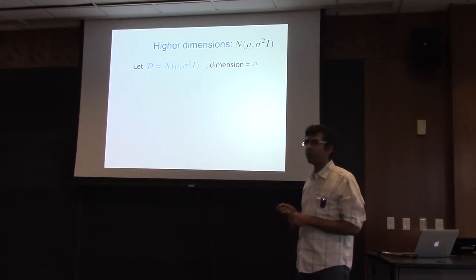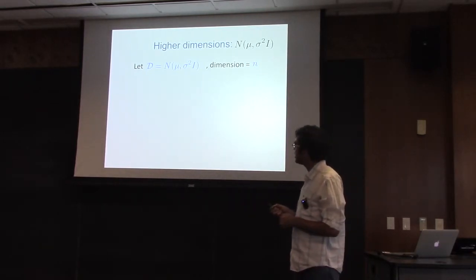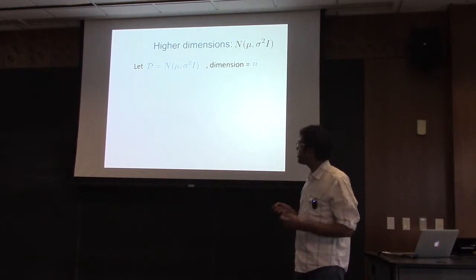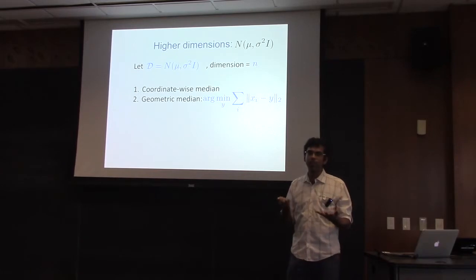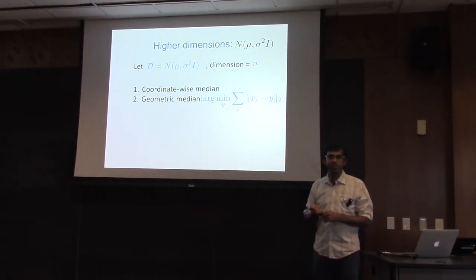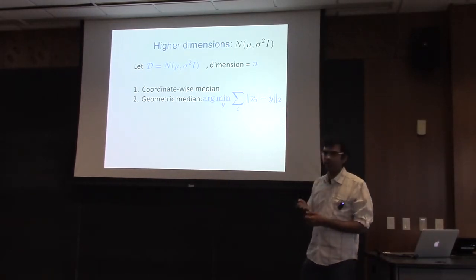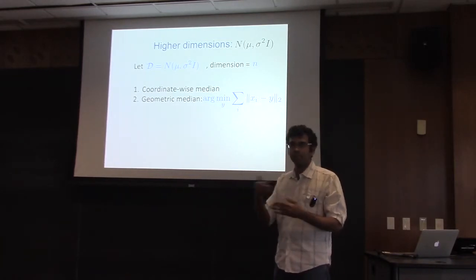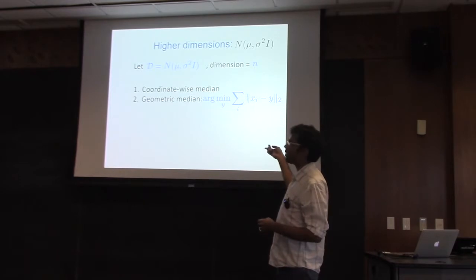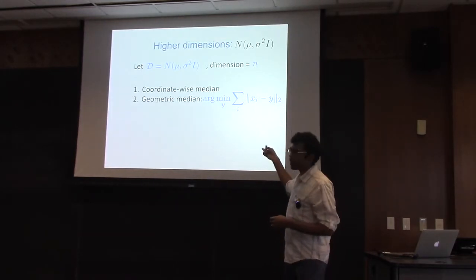Let's go back to normal distribution but higher dimensions. Here things to consider would be the median. There's no unique definition of median in higher dimensions. Here are a couple: coordinate-wise median, where you take the median in each of the bases, and that's one case. Or there's the geometric median, which is the minimizer of the sum of L2 norms.